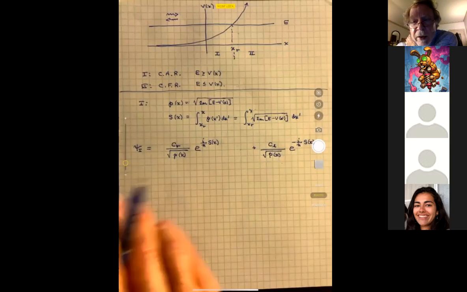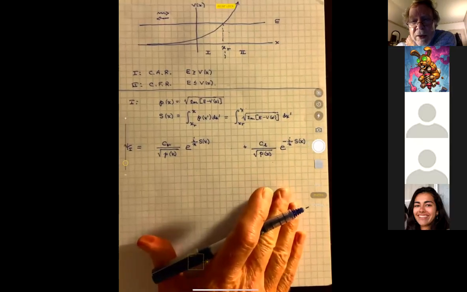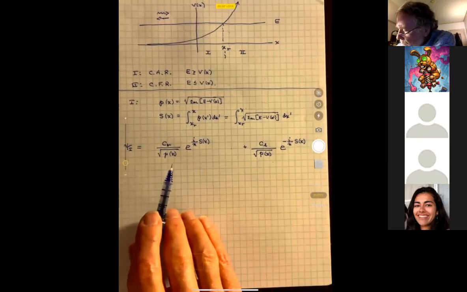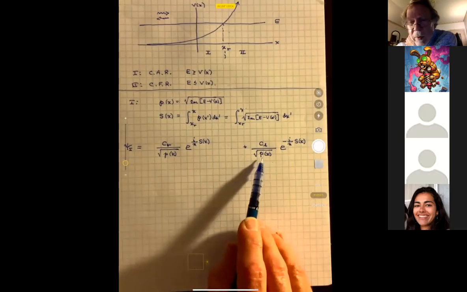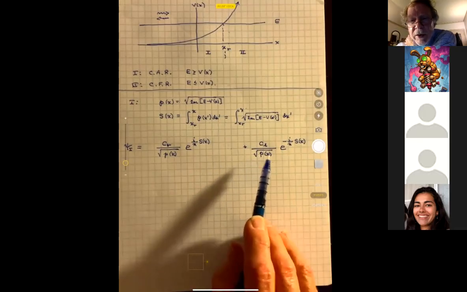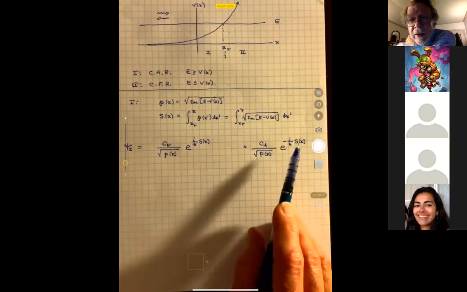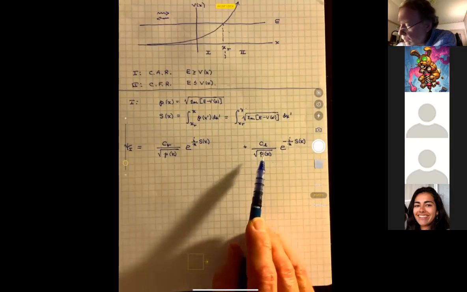Now, I'm not quite done with this. Let me pull it over a little bit. I left some space here, as you can see. Strictly speaking, I should have put the square root of minus P of x in there, because in the solution that goes to the left, not only does S change sign, but P does also.